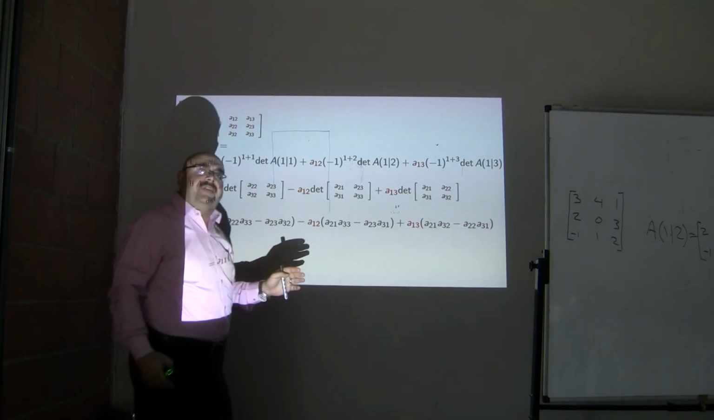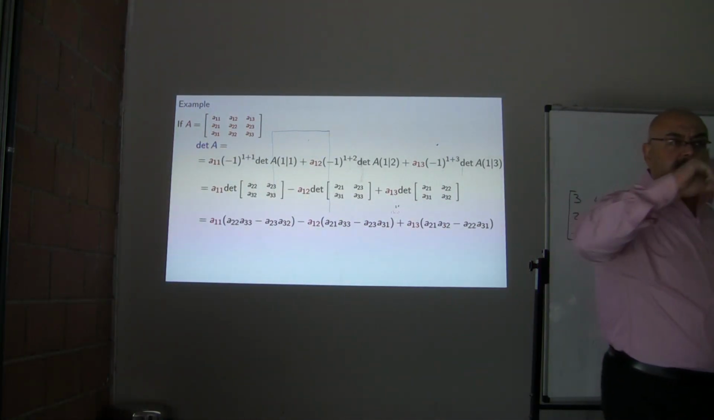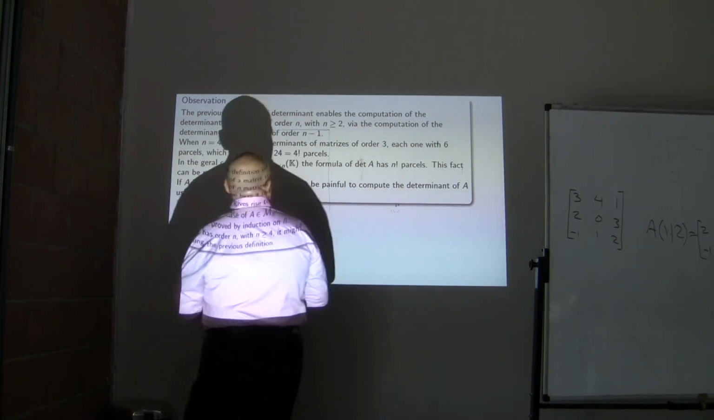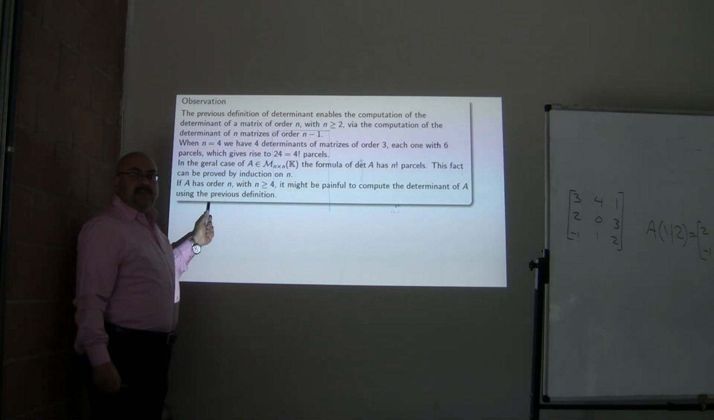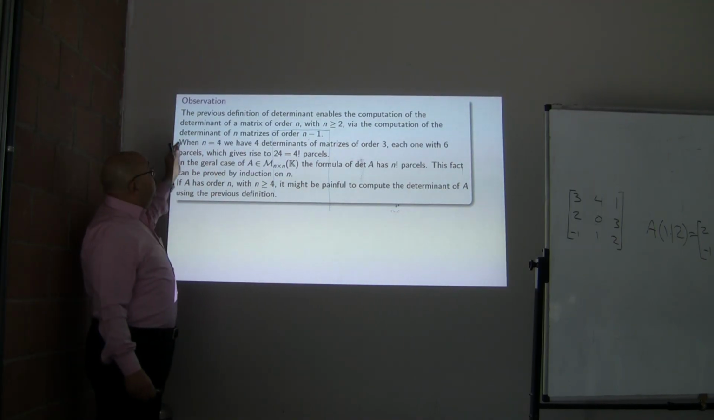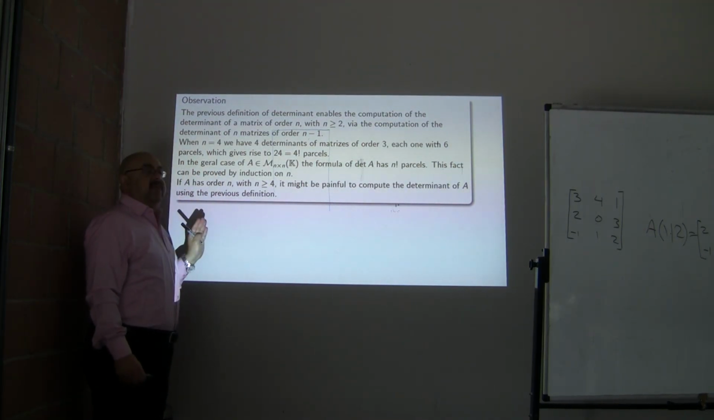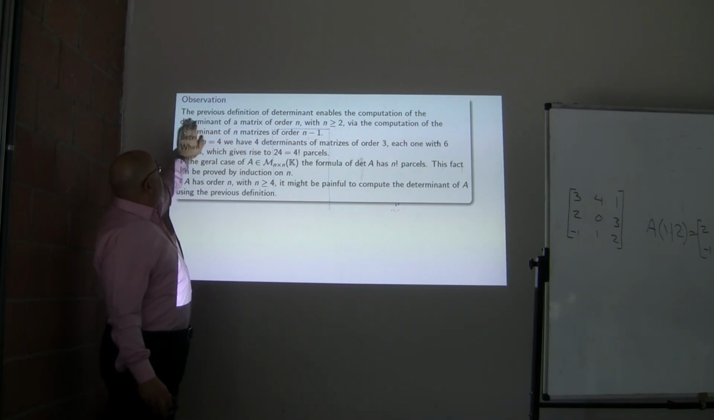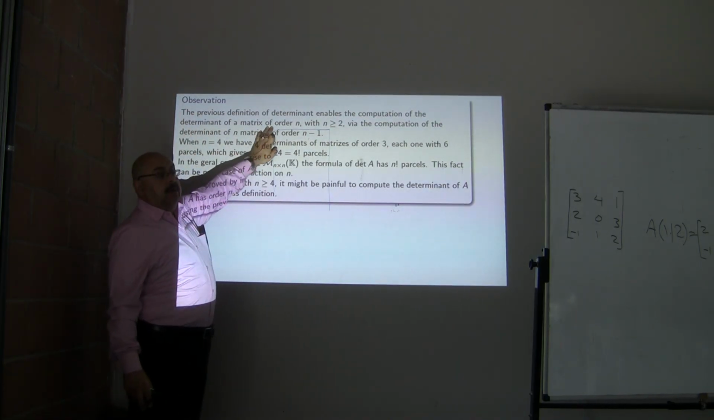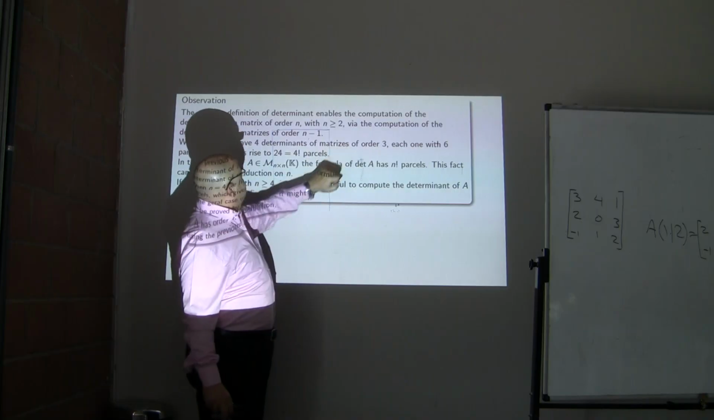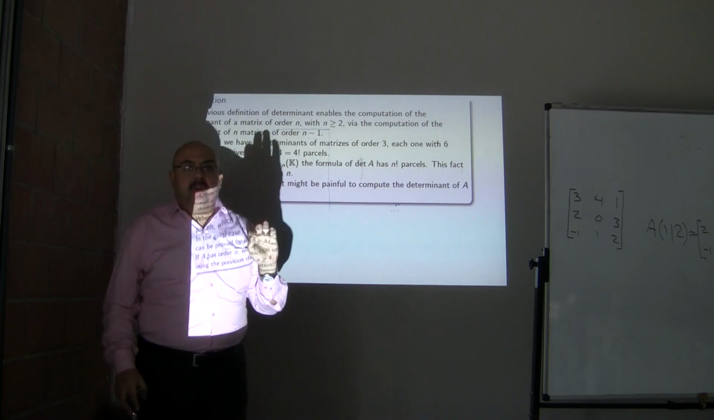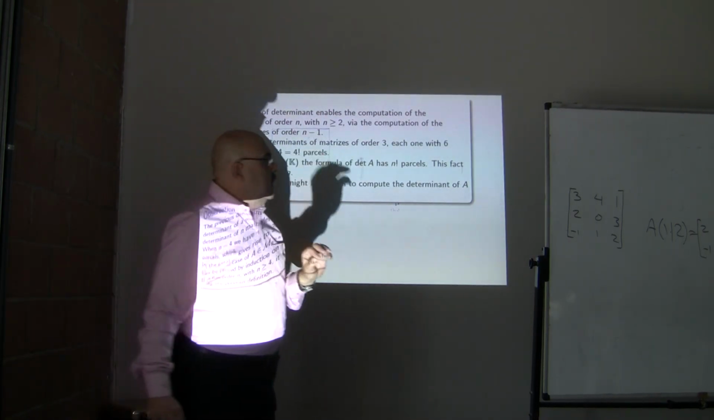Don't look at the results with the symbols. The results with the symbols are in order to take your hand at the beginning. But you already know all of this. Okay? Let's go to the second step. In this part, it is written here some statements about what we have here. The first statement: the previous definition of determinants enables the computation of the determinant of a matrix of order n, with n greater than or equal to 2, via computation of the determinant of n matrices of order n minus 1.